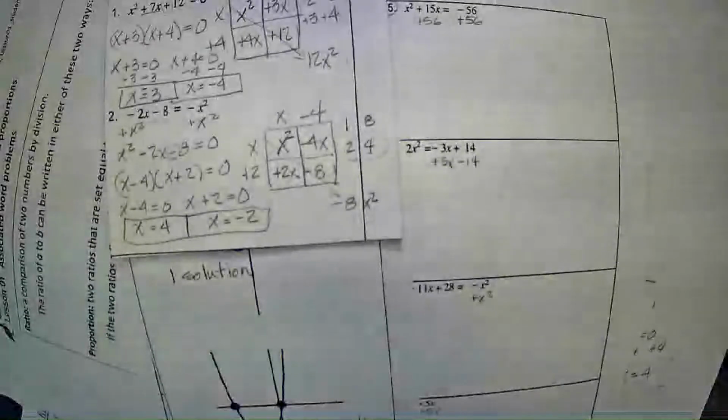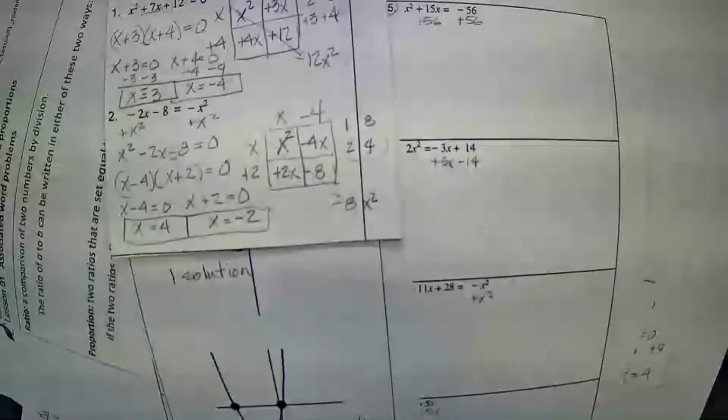This should be plus 56, not minus. So we're working off of x squared plus 15x plus 56 equals 0. So x squared plus 56. And then these two have to add to get to 15. So we're positive.